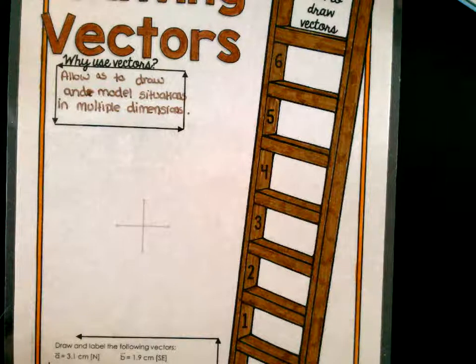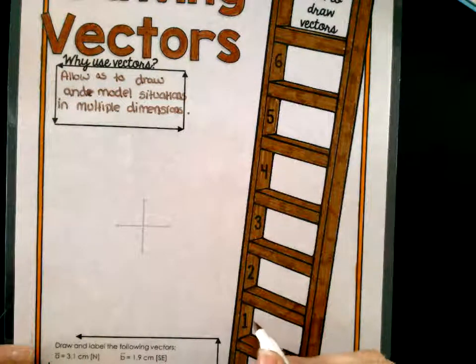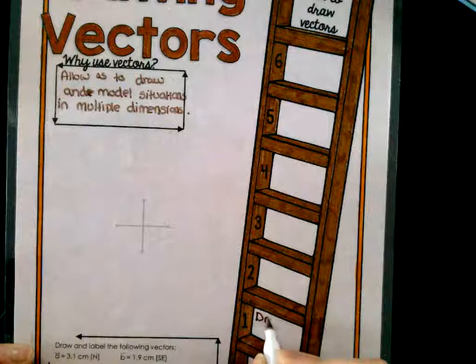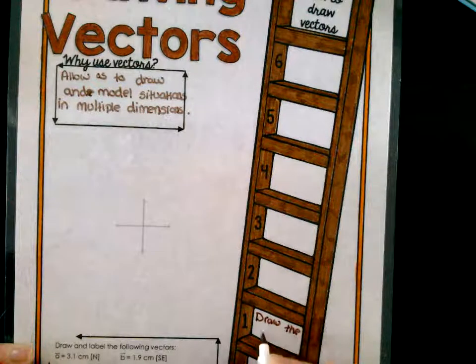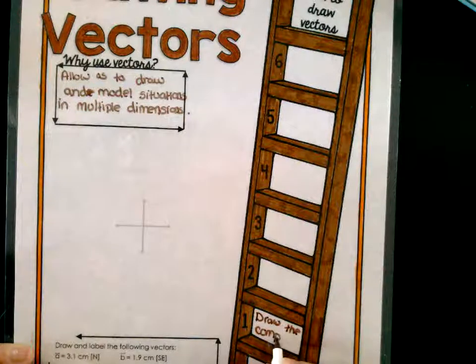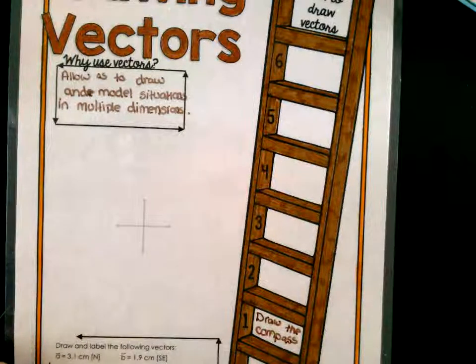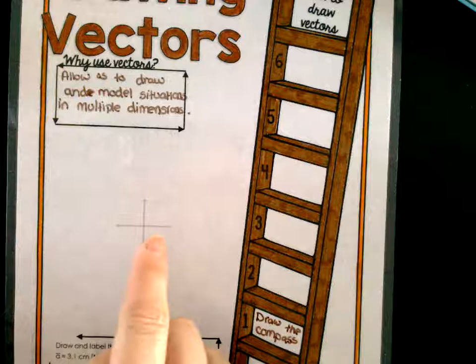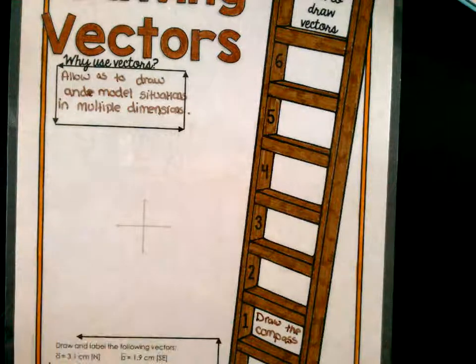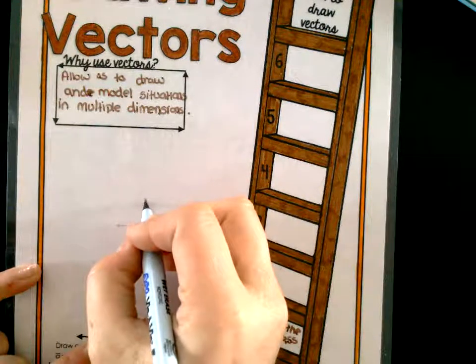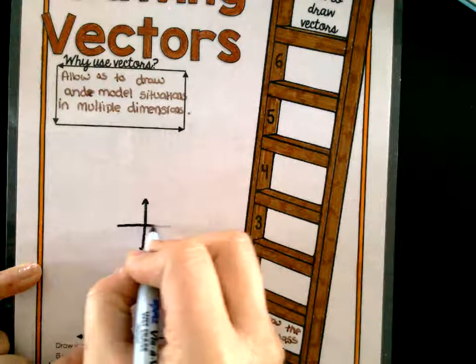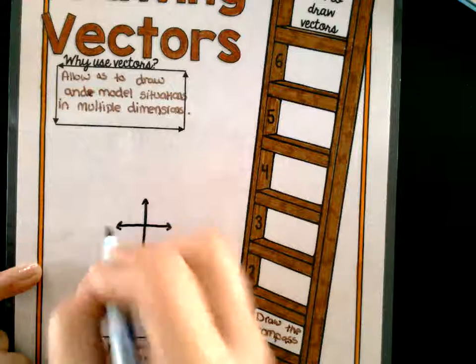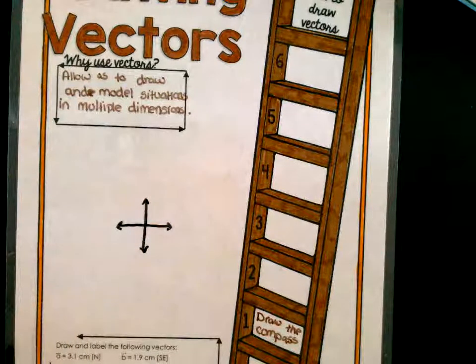So the first step is at the very bottom of this ladder, and step one is to draw the compass. So the compass is your X and Y axis here in the middle. So I'm going to draw my compass. All right, my compass is drawn.